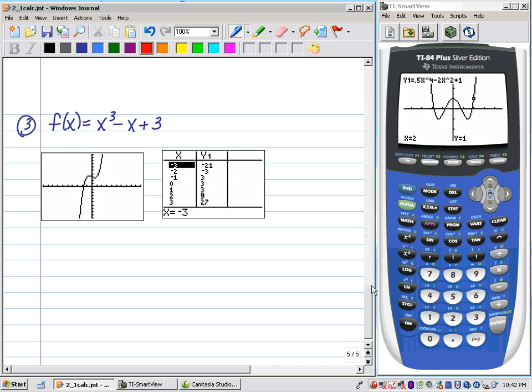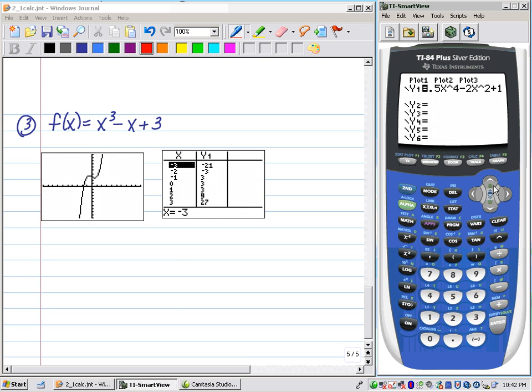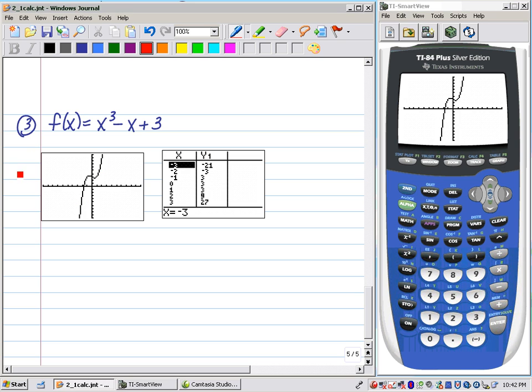Here's another example. Clear this out. If I do f of x is equal to x to the third power minus x plus 3, and I graph it. Okay, and if I want to go back to the standard window, so zoom and 6, which is what I have copied here. This is a standard window.